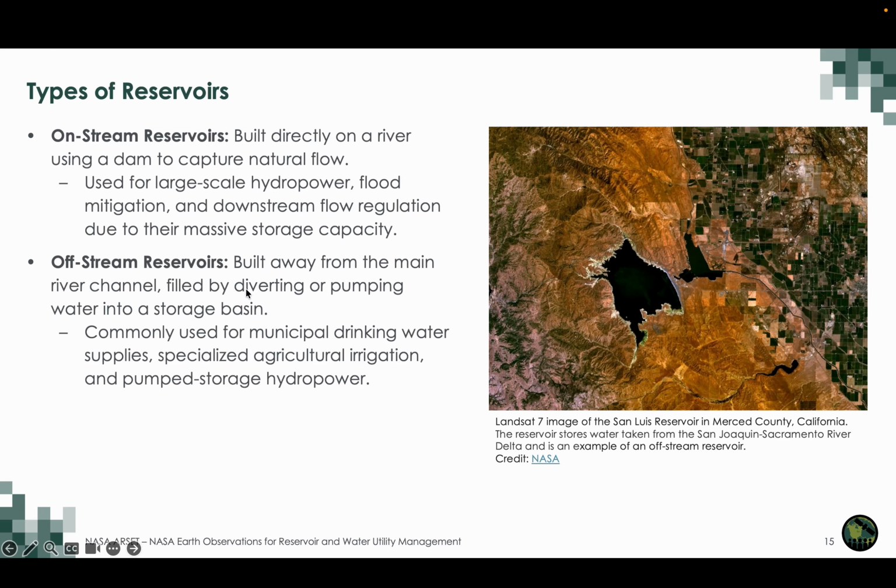And off-stream reservoirs are built away from the main river channel and filled by diverting or pumping water into a storage basin. They are commonly used for municipal drinking water supplies, specialized agricultural irrigation, and pumped storage hydropower. Here is a figure that shows an example of an off-stream reservoir. This is a Landsat 7 image showing the San Luis Reservoir in California. This reservoir stores water taken from the San Joaquin and Sacramento River Delta.